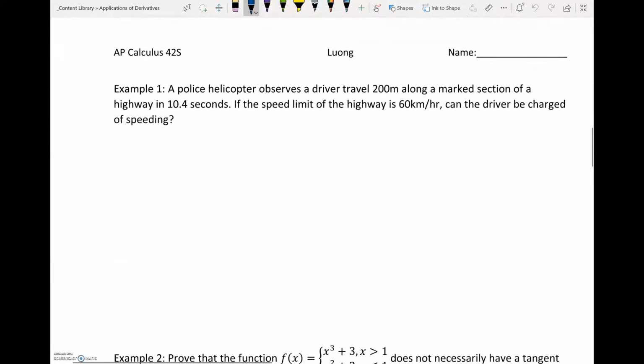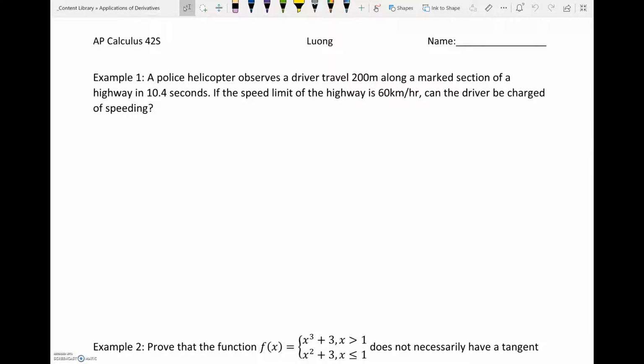Now let's apply this MVT to an example. So we're going to look at a real life example first before we go back into looking at functions. A police helicopter observes a driver traveling 200 meters along a section of a highway in 10.4 seconds. And the speed limit of that highway is 60 kilometers per hour. Can the driver be charged with speeding? So we want to know if this driver is going to drive over 60 kilometers per hour or if it's going to stay underneath the limit.